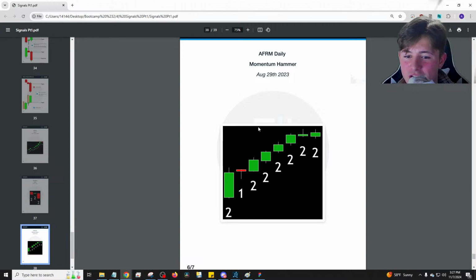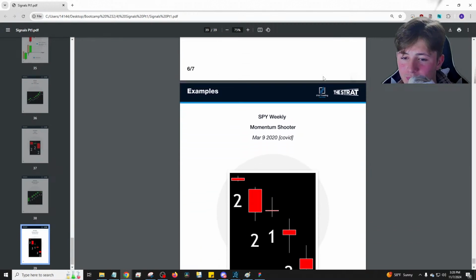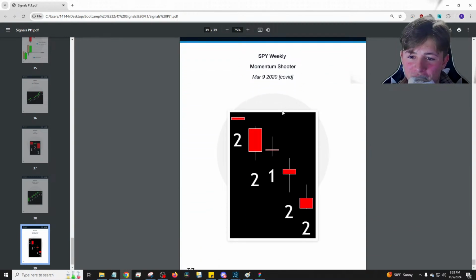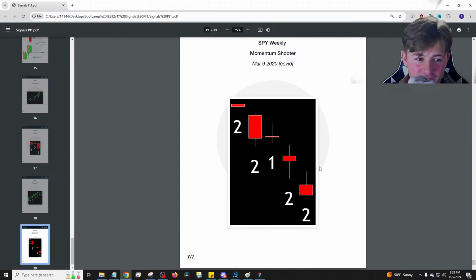Affirm, here's your momentum measured move. 2, 1, hammer, 2, boom, all the way up they go. And when you pair this with continuity correctly, it will go actually much further than the measured move more often than not. So these are really powerful signals. SPY, this was during COVID. The 2, you can see there's a little bit of a shooter, 2 down. Momentum shooter right here tells you what, next week's going to have some problems likely. 2, 2, and they just got murdered in there, right? So hopefully that makes sense.